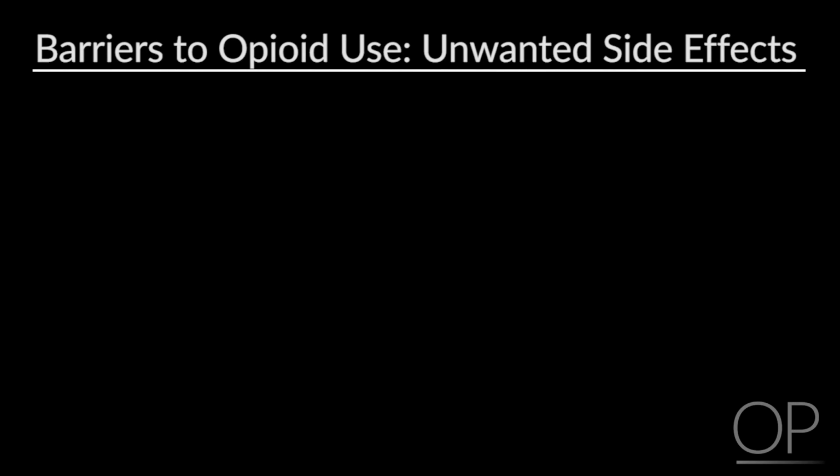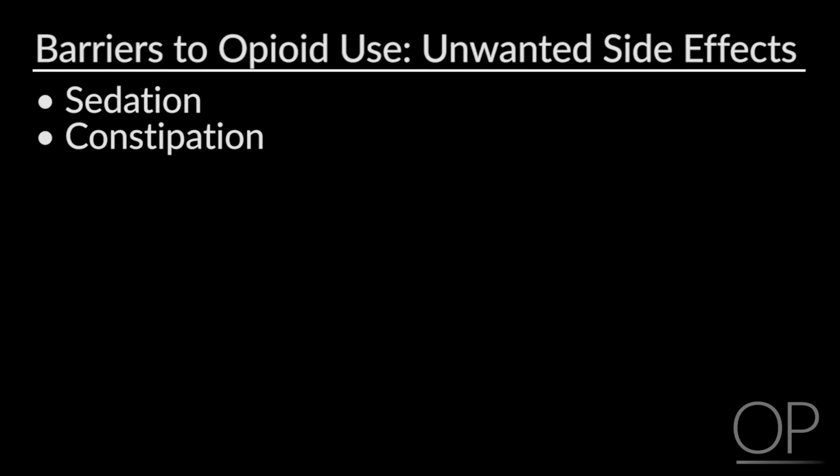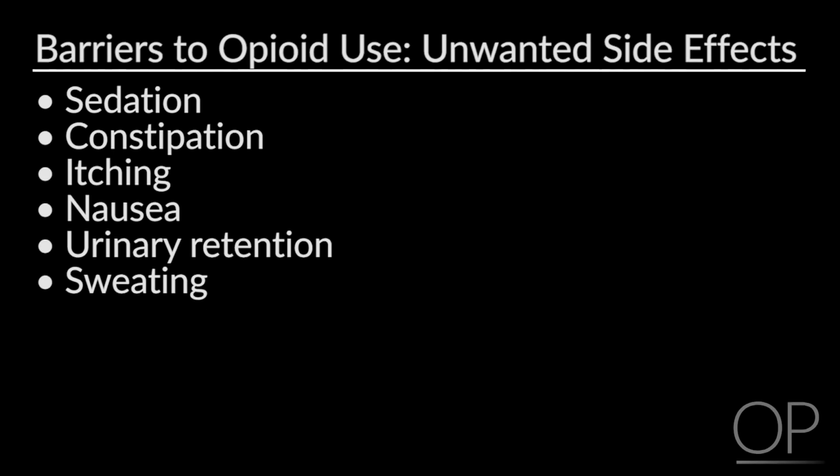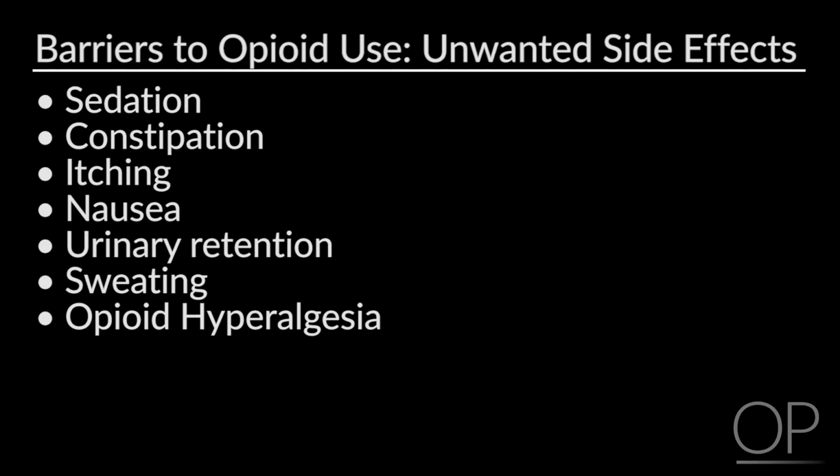This is just another list of the side effects of the opioids that we may want to be aware of: sedation, constipation, itching, nausea, urinary retention, sweating, opioid hyperalgesia, which is a paradoxical reaction where you actually experience more pain due to oversaturation of the mu receptors, and myoclonus, or muscle jerking, often occurring at very high doses of opioid medications.